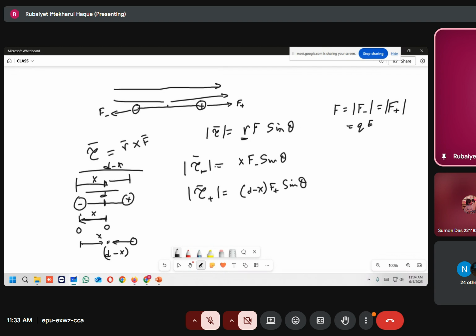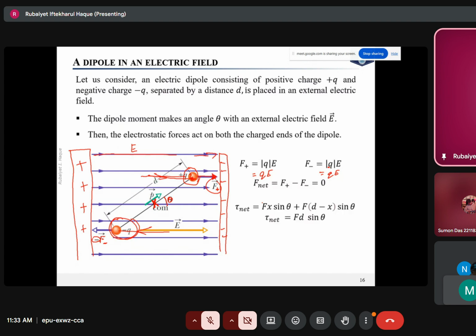Now if we put everything in, what is the net torque experienced by this particular dipole due to this particular point? What will be the net torque? Net torque will be Fx sin theta plus F(d minus x) sin theta. If you simplify, you will get F d sin theta. Now F is the net force, d is the dipole length, and this is the simple tau part, with the sine theta.